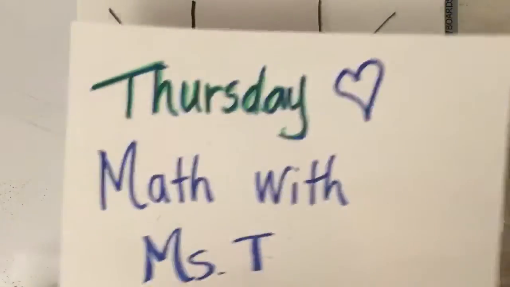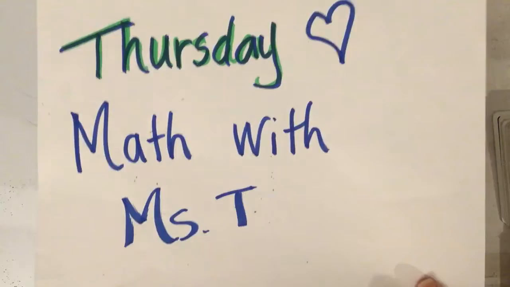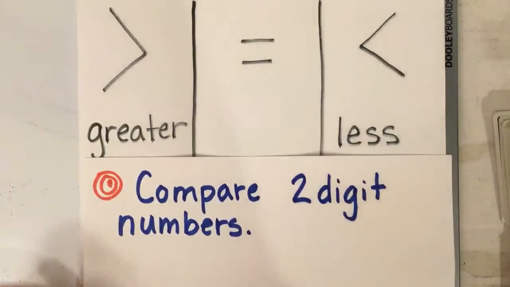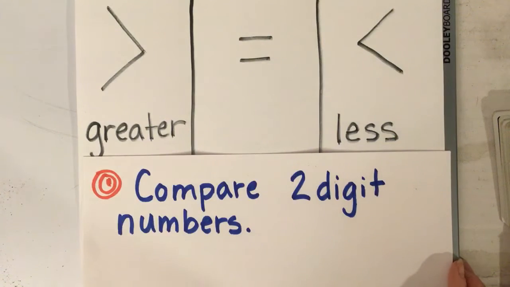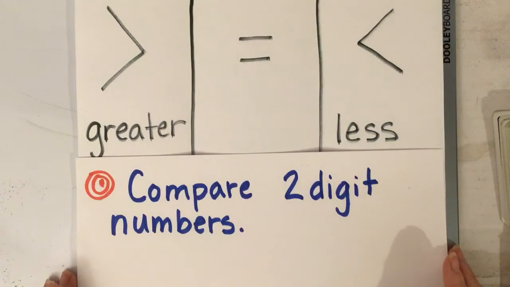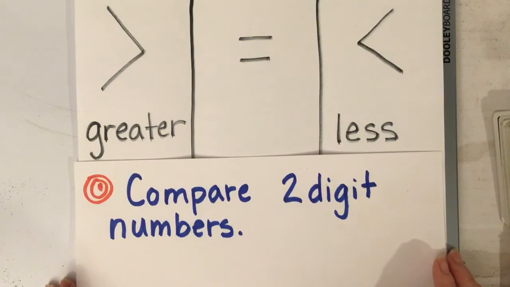Woo! Thursday math. Today, our target is to compare two-digit numbers. So numbers that have a tens place and ones place. So 2 digits or 2 spots, tens and ones.